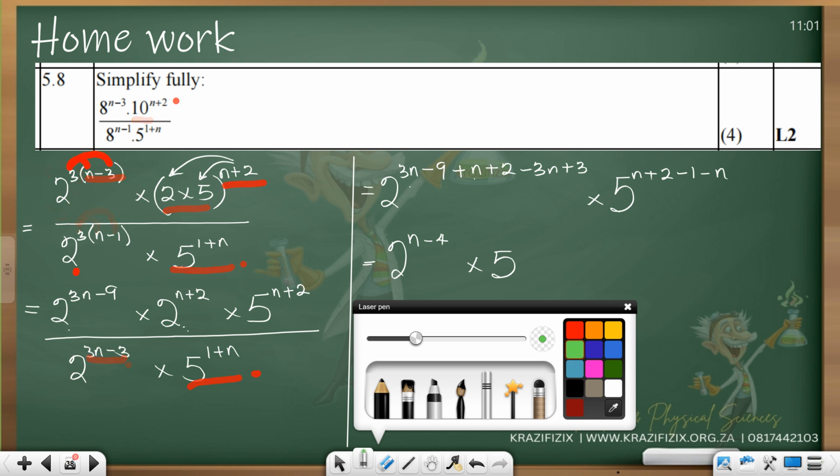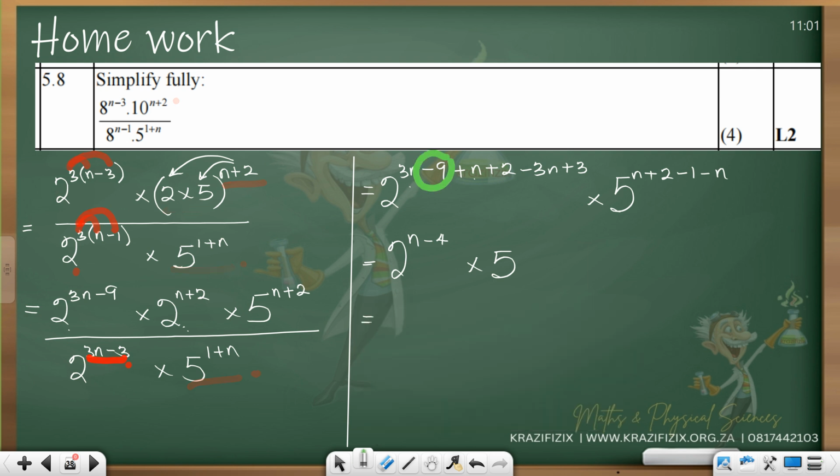So, the exponent for 2, it has to be 2 to the power n minus 7. Why minus 7? There's a 9 here, negative 9, right? Oh, minus 7 plus. Oh, I did minus 1. Are we okay now, Bonolo? Yes, I did. All right.